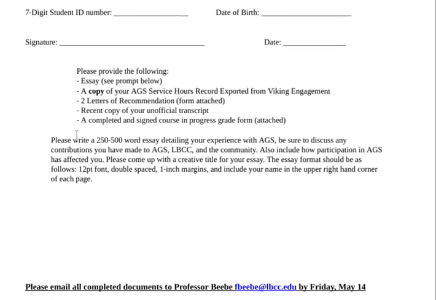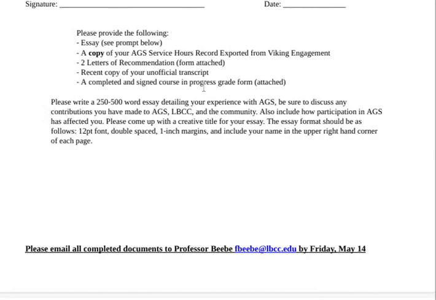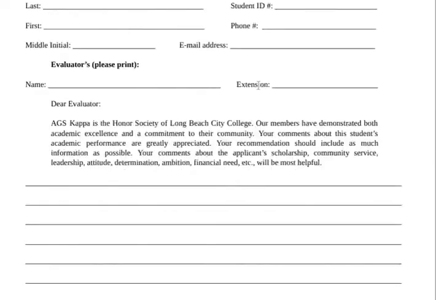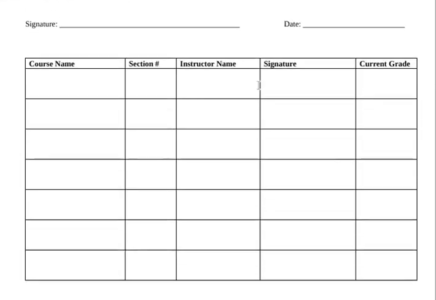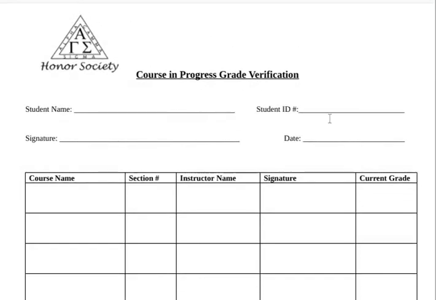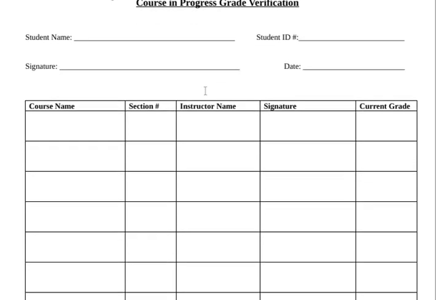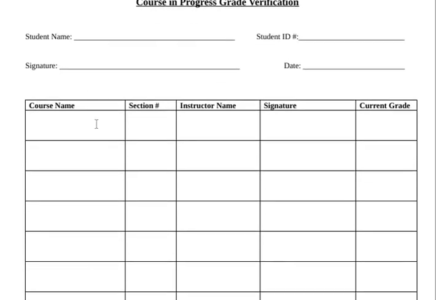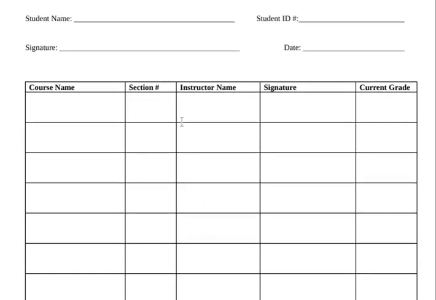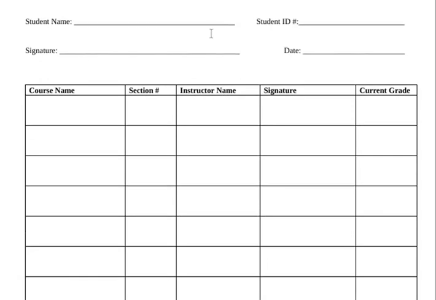And then last but not least, completed and signed course and progress grade form attached. This is the last portion of your scholarship form, and it's right here, course and progress grade verification. This is so they can see what courses you're taking and your current grades. So you put your student name, your student ID here. This is the last part. You put your ID in, and then your signature and the date you're completing this.